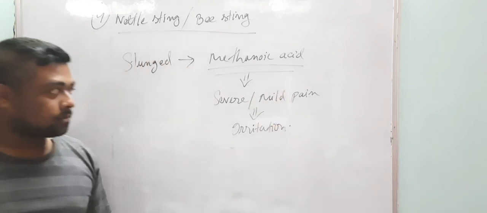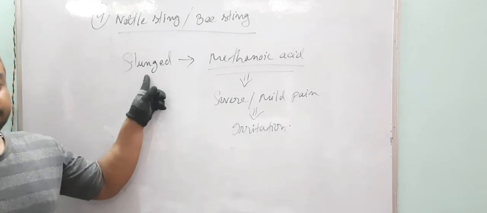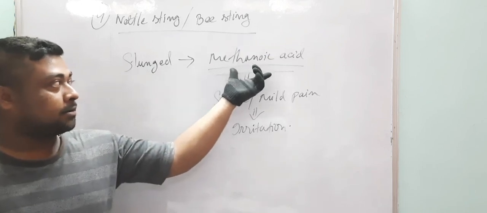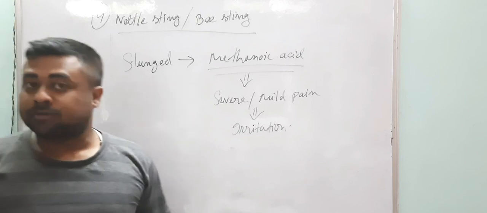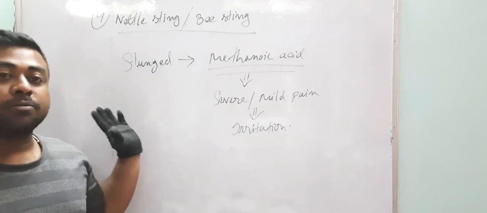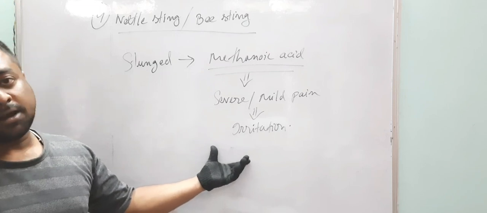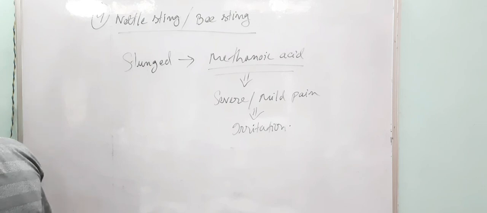To overcome this irritation or this severe or mild pain, we apply base to that stung region. In that particular region, methanoic acid is being released, it is acid. So acid and base will undergo a neutralizing reaction, and thereby it results in the formation of salt and water, which will reduce our pain, and thereby we get rid of the pain. That's all about the uses of pH in our day-to-day life.